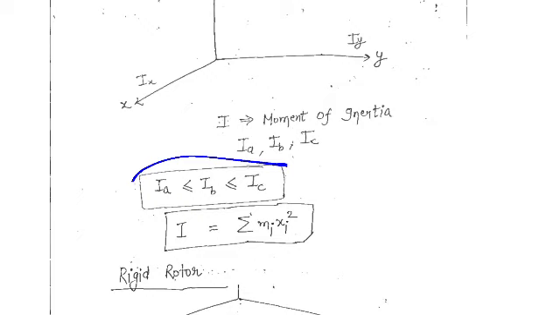We know this formula we had done, that I is equal to the summation of m_i x_i squared, where m is the mass of the particle and x is the distance from the axis if we are rotating around the x-axis. We will cover it all in the incoming topics.